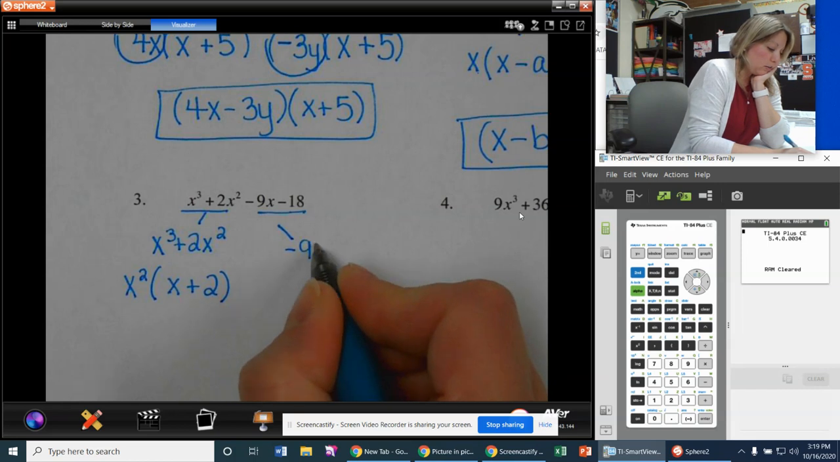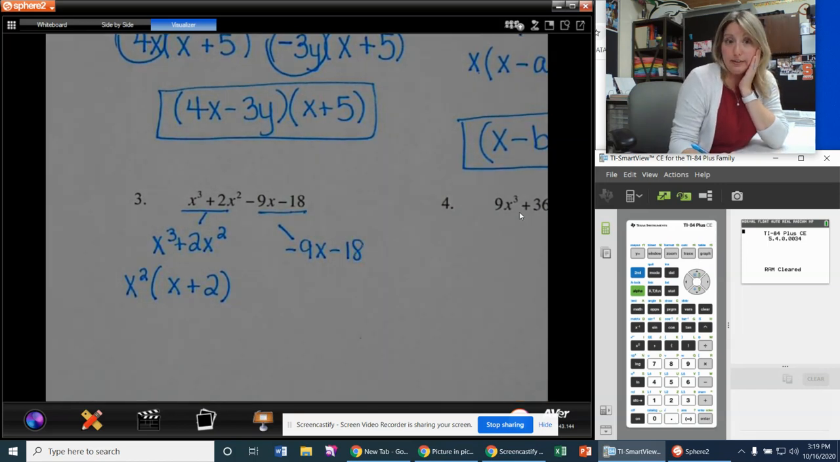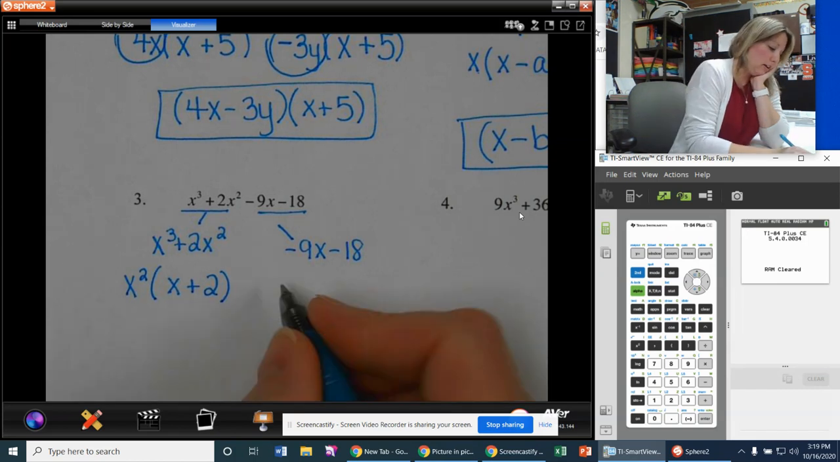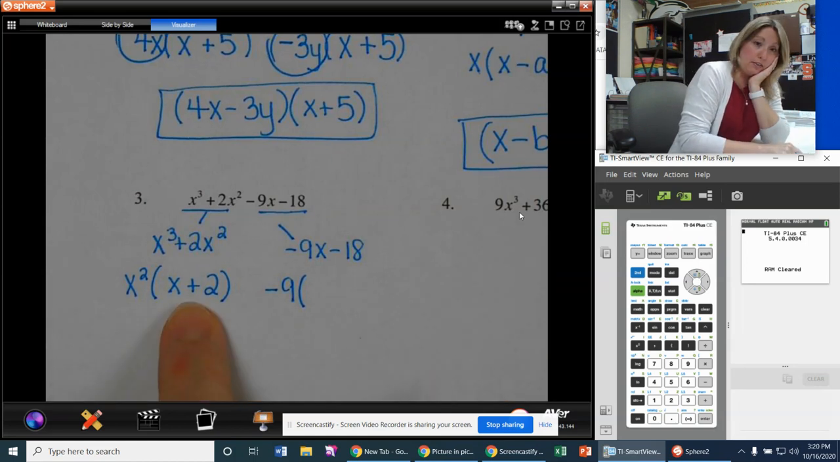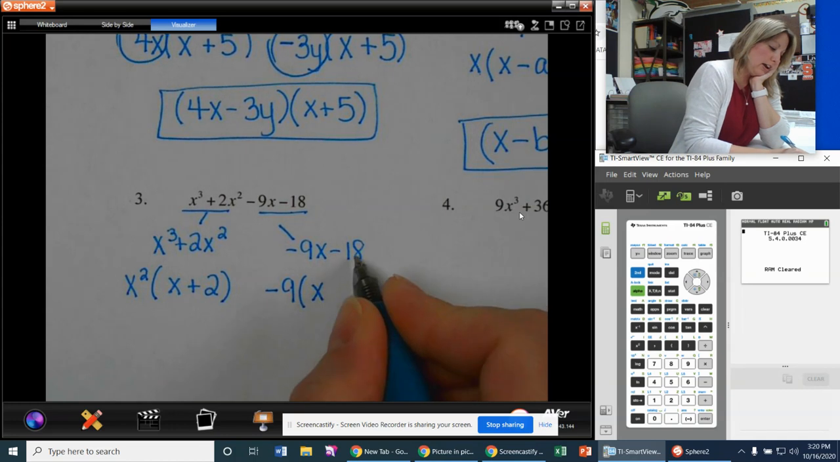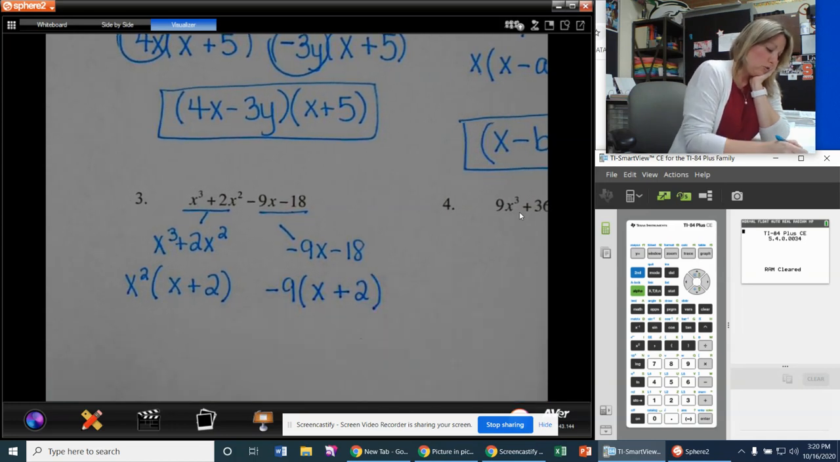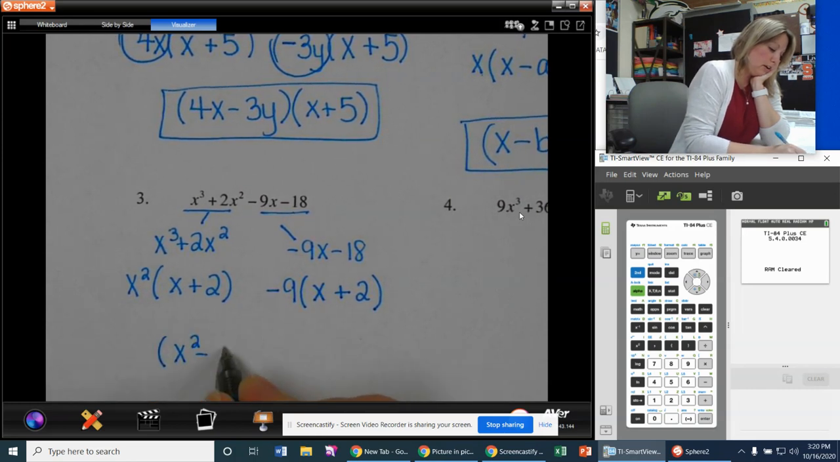Negative 9x minus 18. They're both evenly divisible by 9. I needed to pull out a negative 9, and the reason is because I need a positive x and a positive 2. So that leaves a positive x, and negative 18 divided by negative 9 leaves that positive 2. Now these go in the binomial together, x squared minus 9, and then these go in the binomial together.